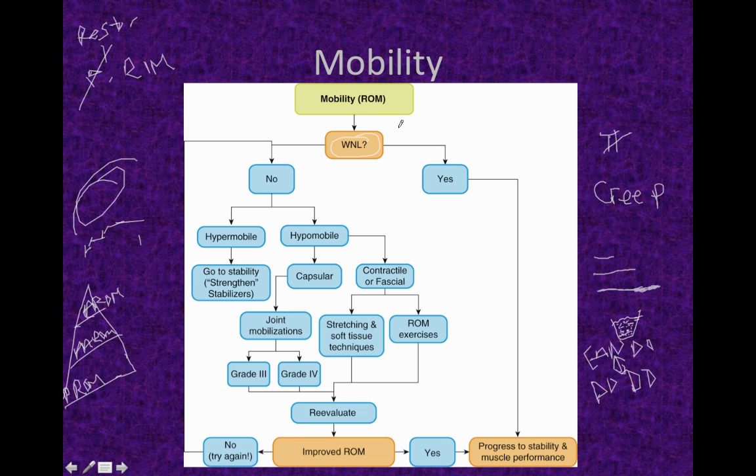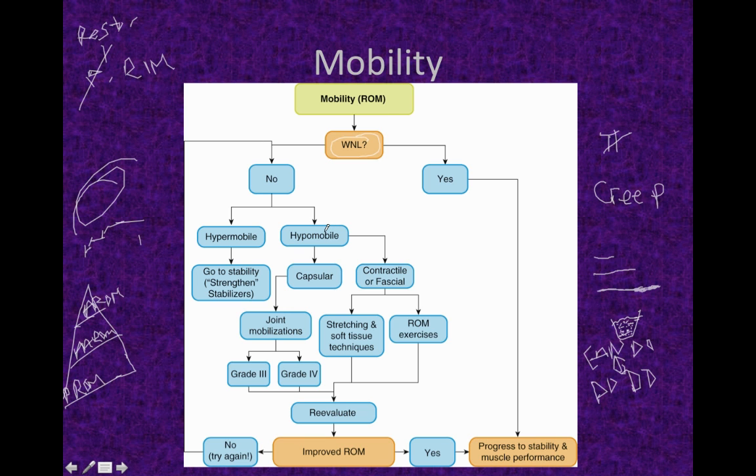Let's peek real quick here at the hierarchy. We're going to get into this more next week. You have range of motion, mobility: are we within normal limits? If yes, then we move on to working on stability and performance. We'll call that the muscle strength and endurance section of the pyramid. If not, then we want to know, is somebody hypermobile, so they have too much joint motion? Then we're going to go to more stability. We put that in strength and endurance as well as function. Or are we hypomobile, have decreased motion?